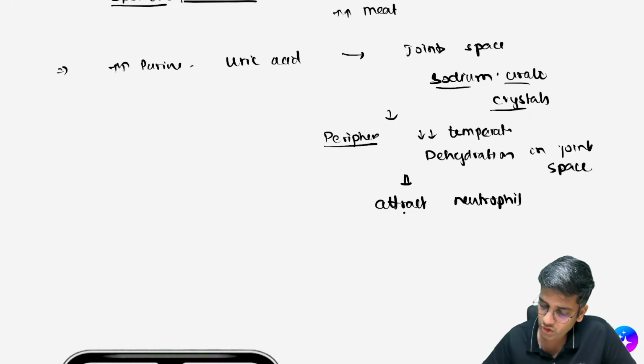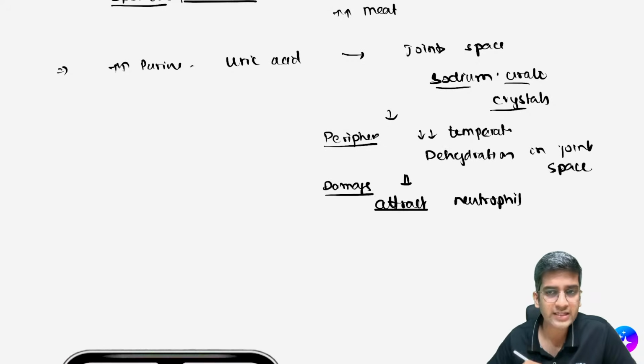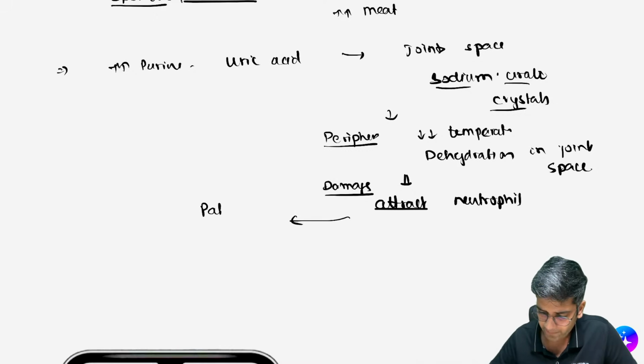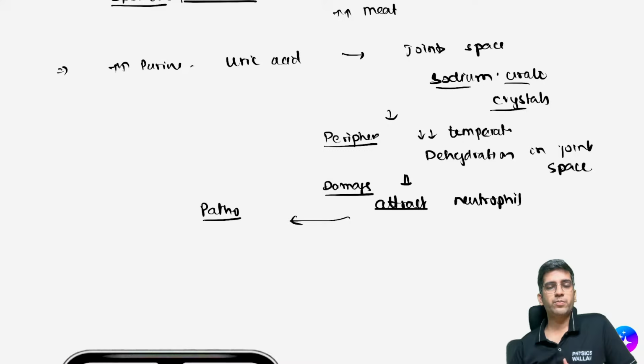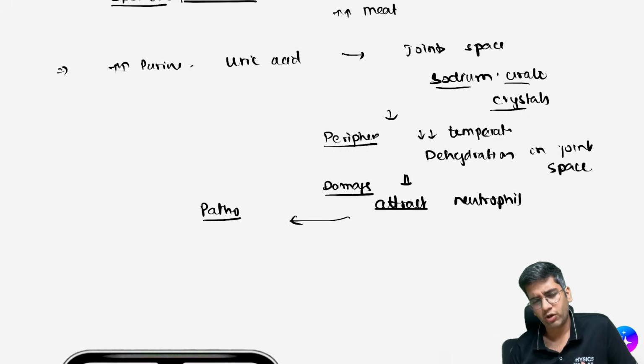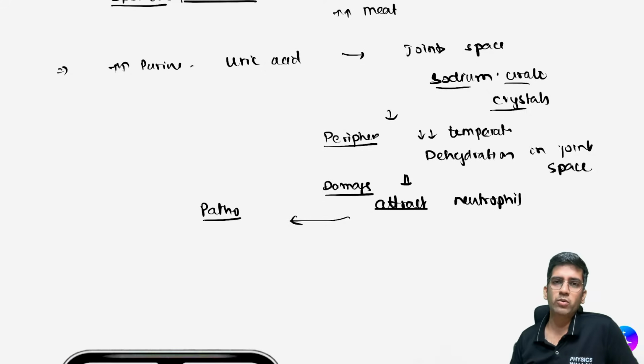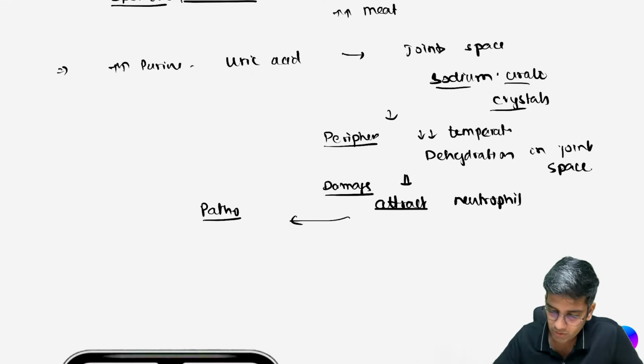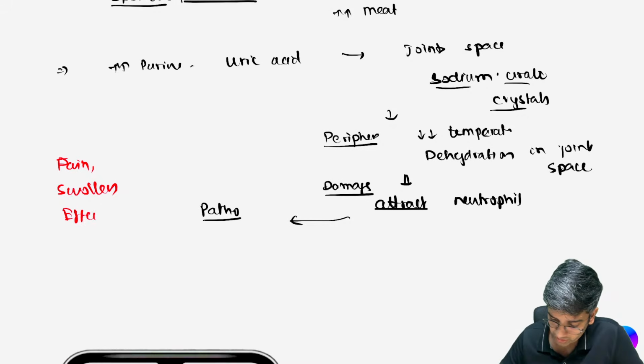It's a crystal which causes damage. Obviously, when the crystal causes damage, you'll have increased neutrophils coming inside. Neutrophils will try to remove the crystals. The fight happens. That's what results in the pathogenesis of gout, right? So gout presents with predominantly first metatarsophalangeal joint pain, but it can involve almost every joint in the body. It involves almost every ligament in the body. Fine. Gouty arthritis can have pain, swollen joints, and effusions in the joints.